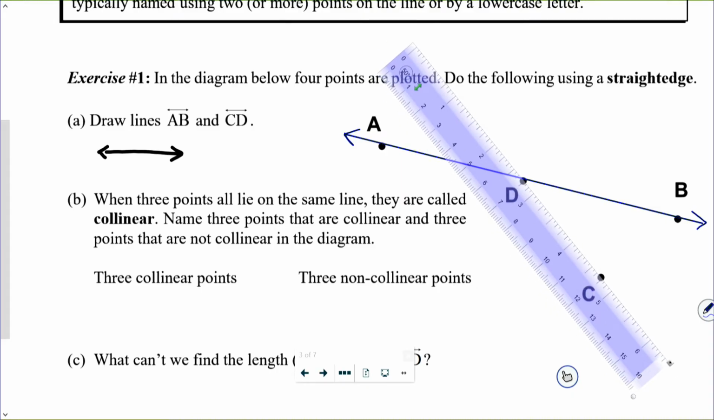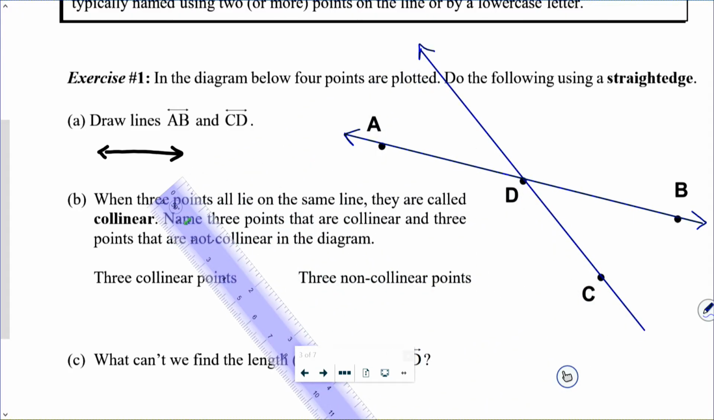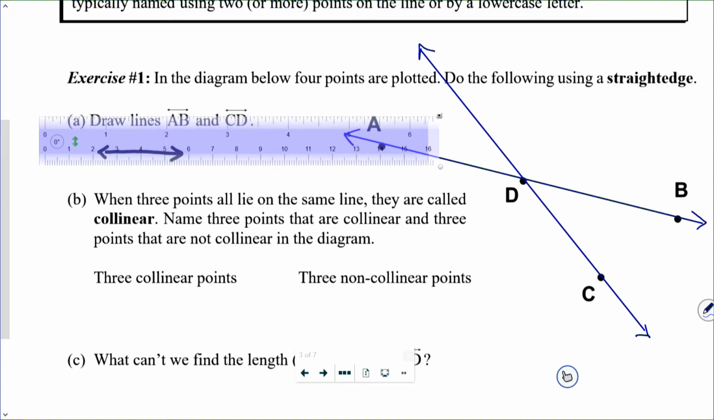But now we've got line CD. Bye-bye, ruler. Right? And again, those lines continue forever in opposite directions.